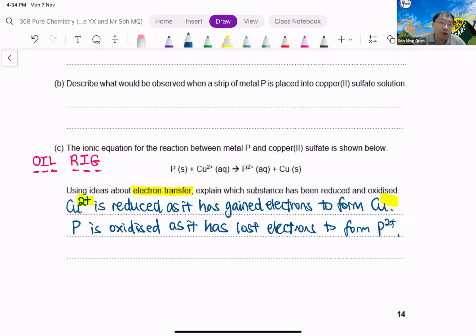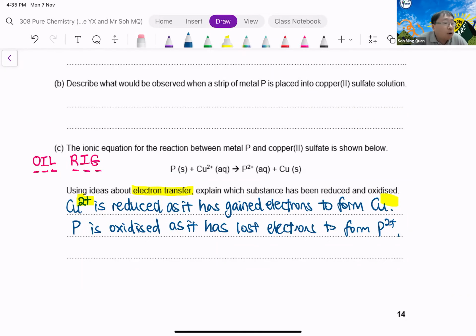So hopefully I've convinced you that a displacement reaction between metals, as well as between halogens, by the way, is redox. Okay, so displacement reactions are redox. In fact, if we recall, there are only 3 types of reactions in this world. Redox. What else? We have precipitation, and we have acid-base neutralization. So this displacement is a redox reaction.